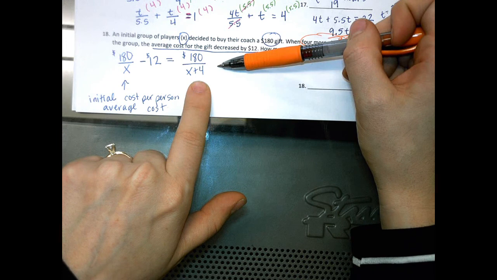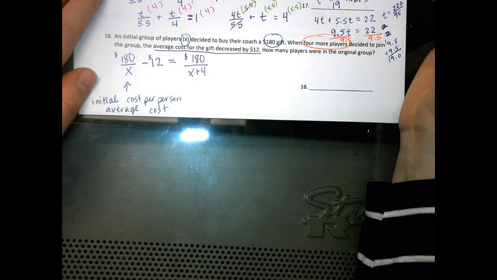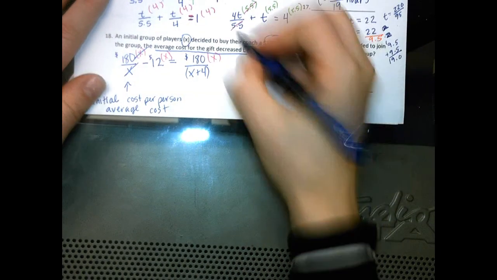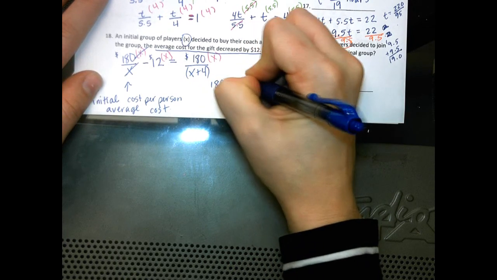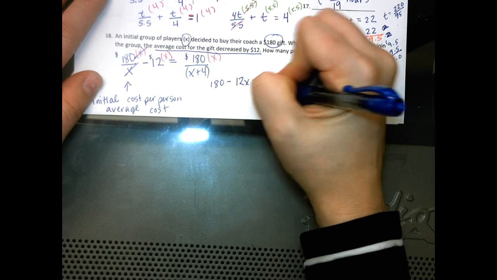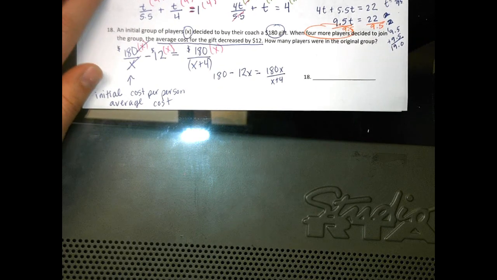Well, now we're going to solve it. In order to solve this, I want to clear the fractions. What am I multiplying everything by? X. We'll do X plus 4 next. Either way, you can start with either one, but I heard X first. So then that gives me 180 minus 12X equals 180X over X plus 4. Now what do I multiply everything by? X plus 4.